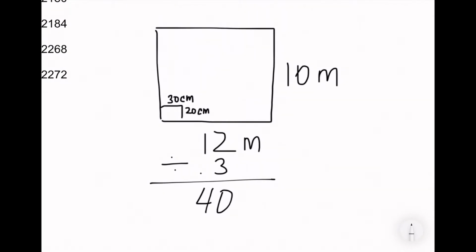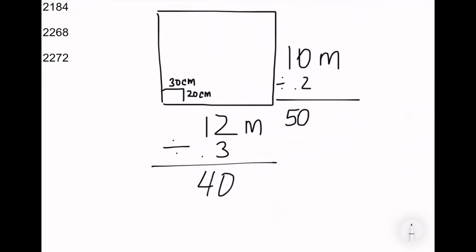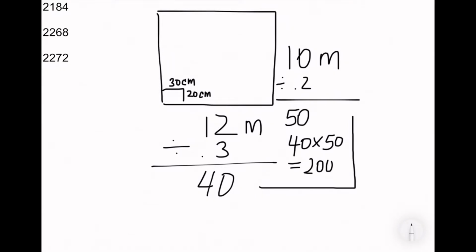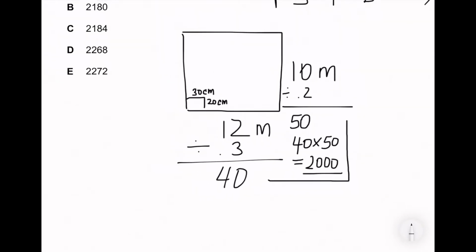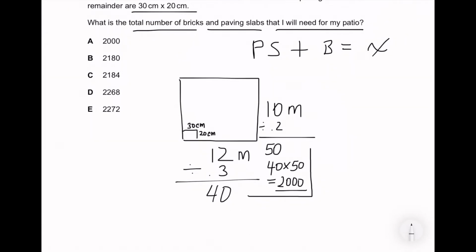How many do you need going up? So you do 10 divided by 0.2. That means you need 5 per meter. 5 times 10 meters is 50. Okay, so you need 40 going lengthwise. You need 50 going widthwise. 40 times 50 equals 2,000 paving stones. Okay, so you need 2,000 paving slabs, that is.